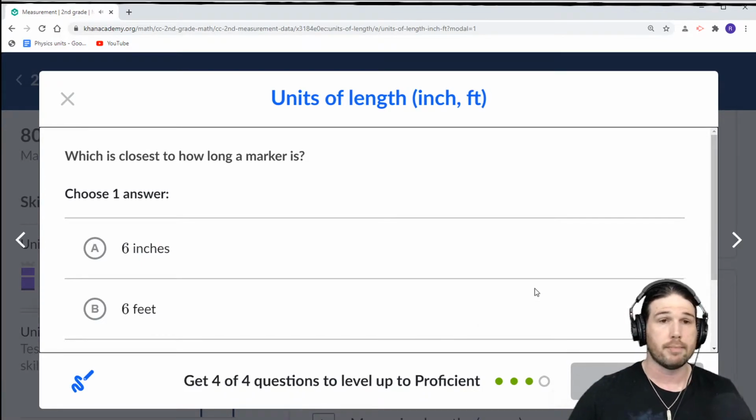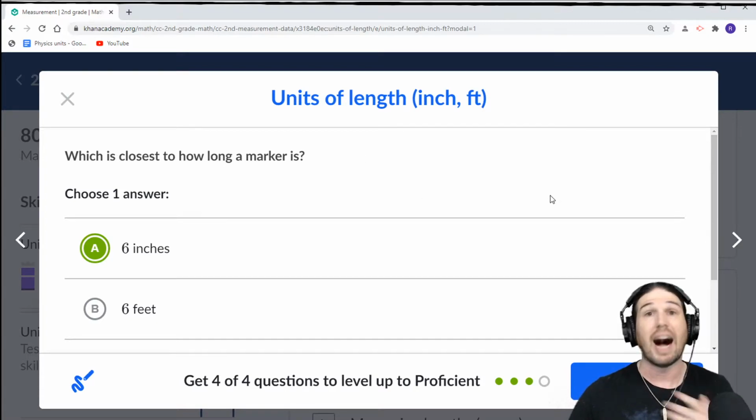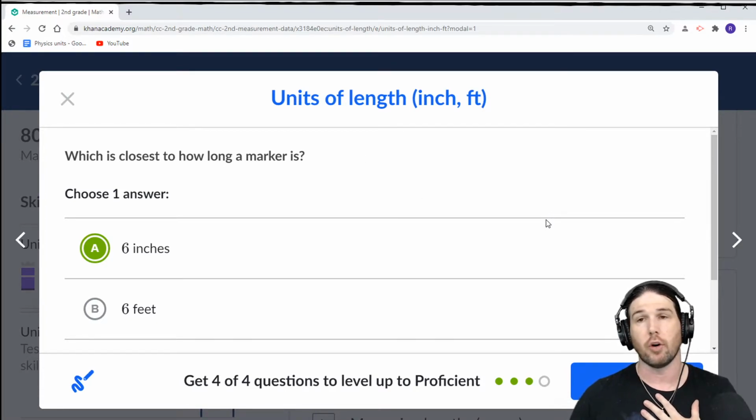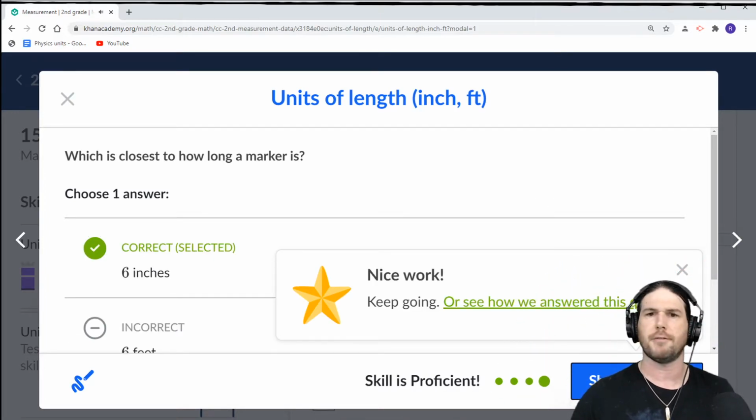And then a marker, like a pen, is more like 6 inches than it is like 6 feet. I am just over 6 feet tall, so a marker that was my size would be a 6-foot marker. And that's inches and feet.